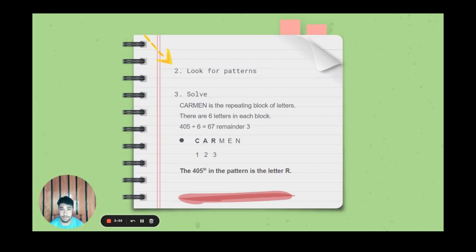Number 2, look for patterns. Number 3, solve. CARMEN is the repeating block of letters. There are 6 letters in each block. So we need to divide: 405 divided by 6 equals 67 remainder 3. So there are 67 such blocks and a remainder of 3. So we need to count 3 more letters to determine the 405th letter in the pattern. So the 405th letter in the pattern is the letter R.